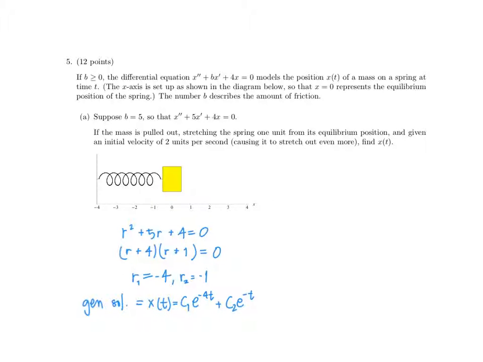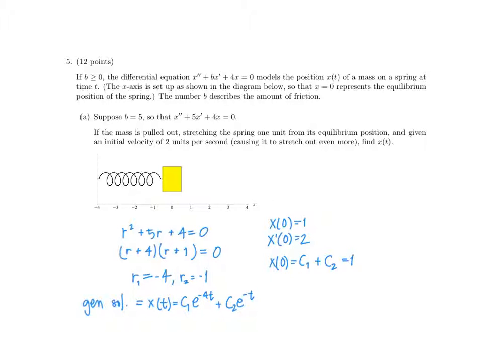Now we use the fact that at time t equals 0, we know the spring is stretched 1 unit from its equilibrium position, so that means that at t equals 0, x is going to be equal to 1. Let's use that. And then the fact that its initial velocity, x prime at t equals 0, is going to be equal to 2. Let's write both of those down now. The first one is easy enough to set up, right? It says that if we evaluate this at t equals 0, we should get 1. Well, evaluating both of these exponentials at t equals 0 is going to give us 1, so that leaves us with c1 plus c2 has to equal 1.